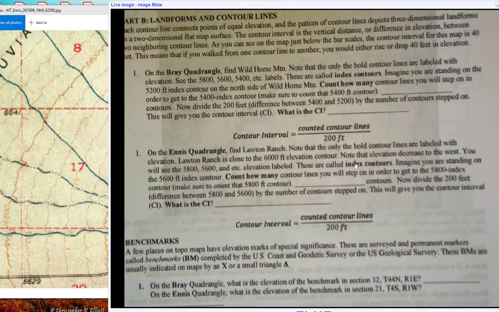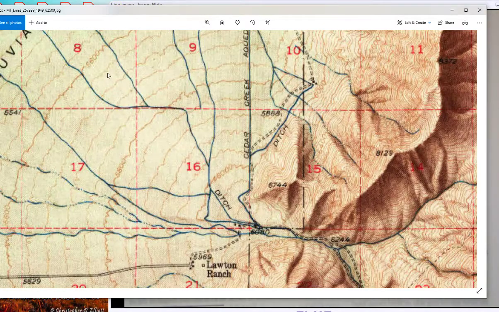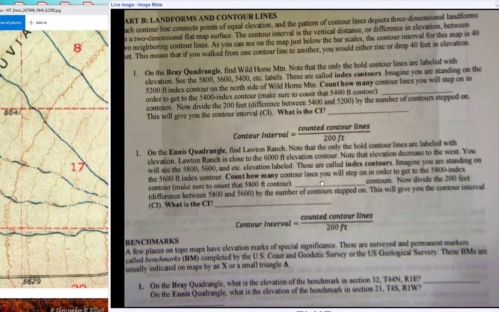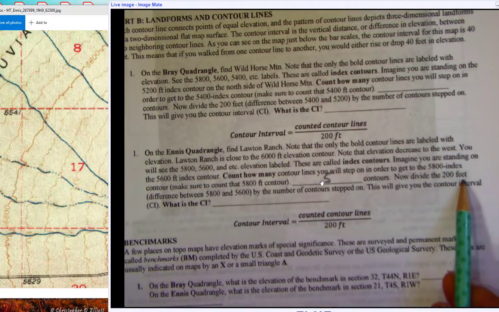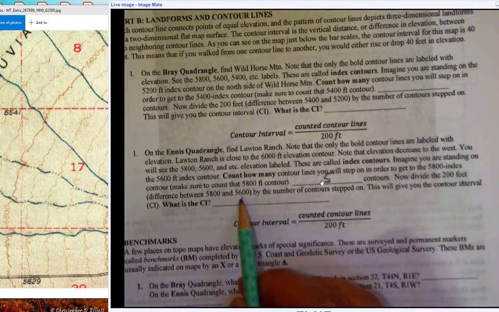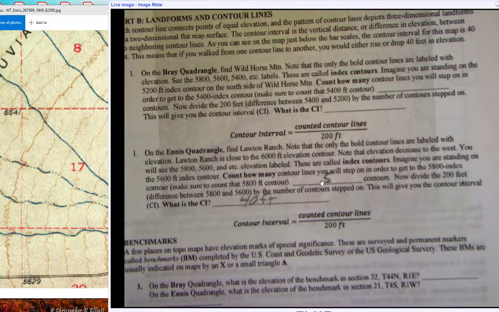The bold contours are called the index contours. You are standing on the 5,600 foot contour. Count how many lines you will cross to get up to the 5,800 contour. If we stand here at 5,600, there's 1, 2, 3, 4, 5 to get up to 5,800. So we had 5 contours covering 200 feet. You divide 200 by 5, and basically we get the 40 feet, right? That's all it's asking you to do there.